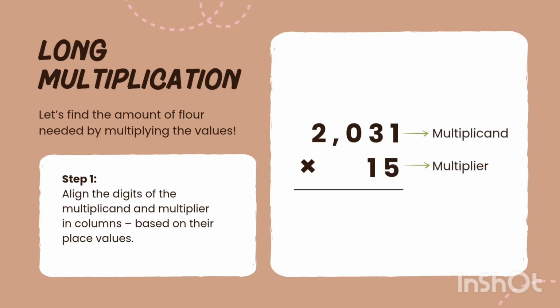We will start with flour. We need to multiply 2031 by 15. So step 1, align the digits of the multiplicand and the multiplier in the columns based on their place values. So we write 2031 and below it we place 15. Here 2031 is the multiplicand we are going to multiply and 15 is the multiplier we are going to multiply with.